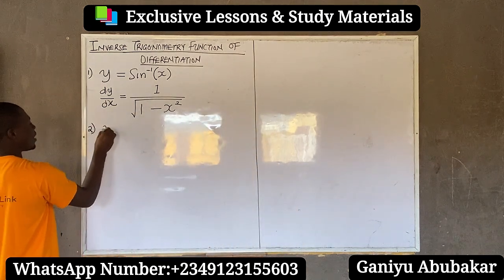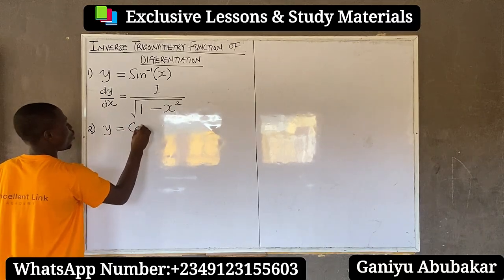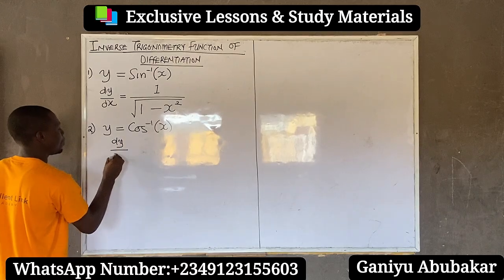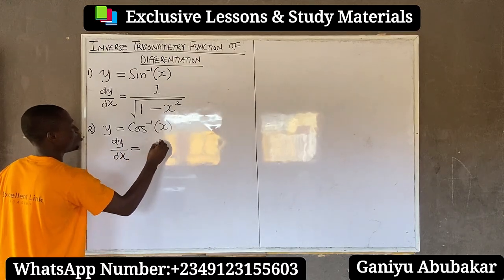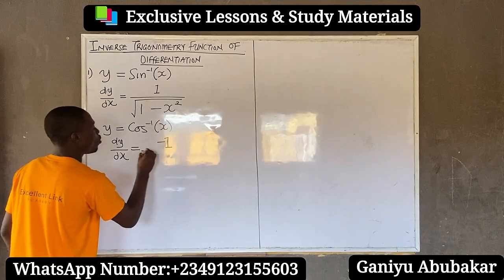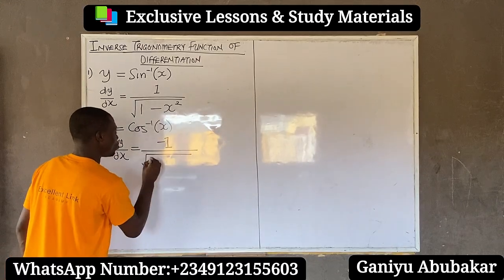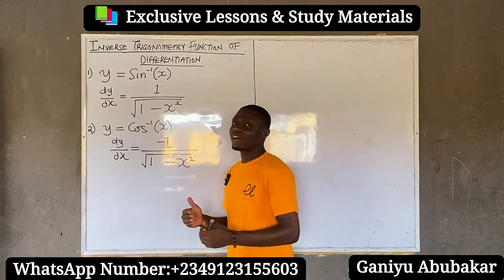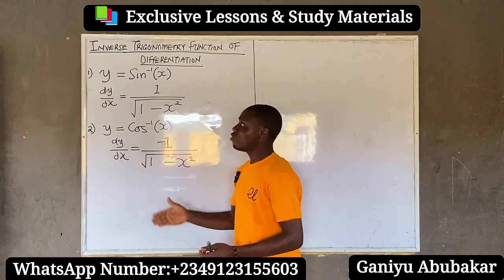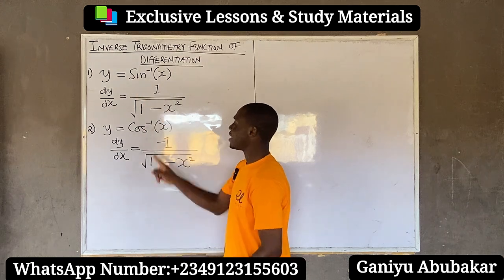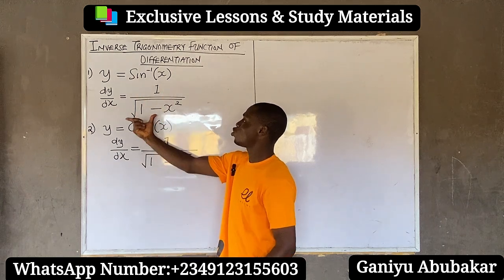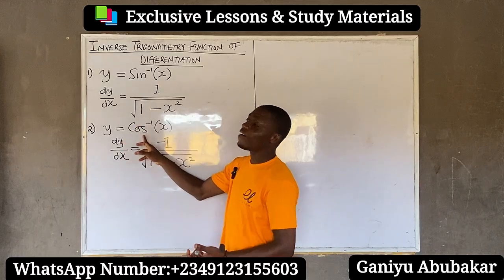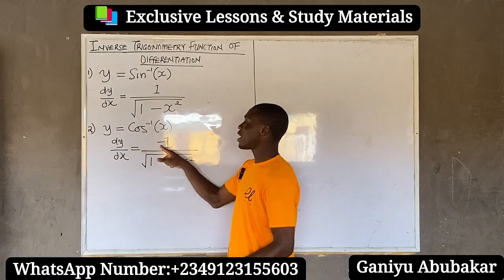Number 2 is that given that y is equal to cos inverse of x, obviously dy/dx is equal to negative 1 all over root 1 minus x squared. Now here's the task, please. Observe the similarity between 1 and 2. For 1 and 2, the answers are the same: 1 over root 1 minus x squared. The difference is that for inverse cos, the answer just attaches a negative to it.